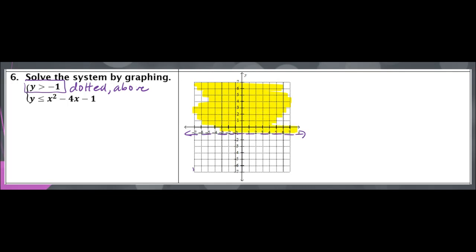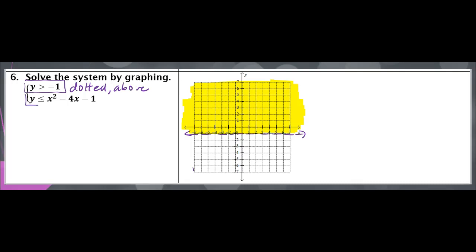So all the stuff in yellow, if I took any ordered pair from what I'm shading in yellow and I plugged it into my top inequality, it would be true. Now let's talk about the bottom inequality. This one is going to be a little bit more work to graph.